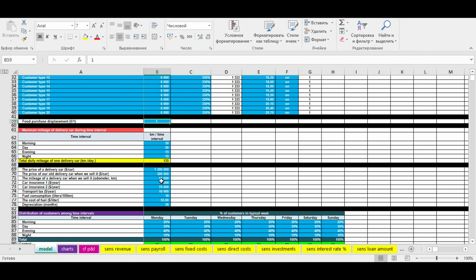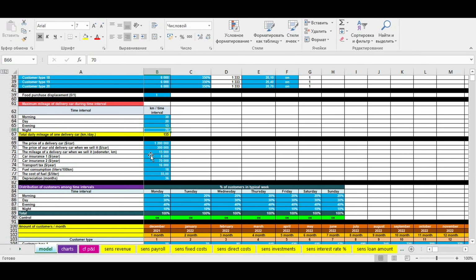Then you move to the next block of limitations for your financial business model. You divide 24 hours into 4 time intervals. For each time interval, you specify the maximum mileage a delivery car can make, because there can be some traffic jams in the evening and in the morning, so the delivery car won't be able to visit as many customers as you may expect. Using this limitation system, your financial model will automatically calculate the amount of delivery cars needed to cope with this or that amount of customers.